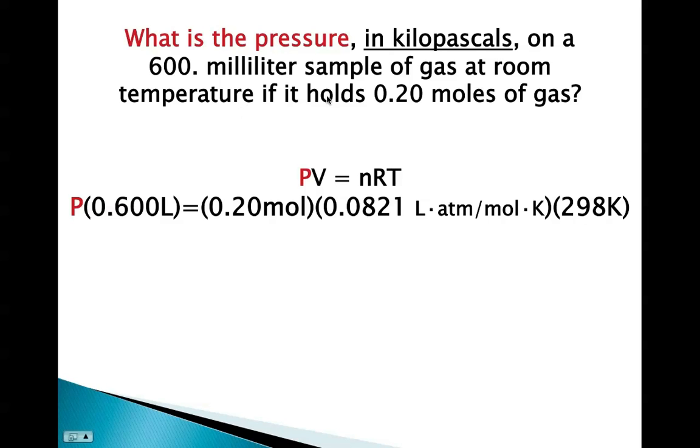So make a note of that. We've talked about that in a previous unit, room temperature. So 25 plus 273 is 298. All right, and then again, multiplying and dividing, you would get a pressure initially of 8.16 atm.